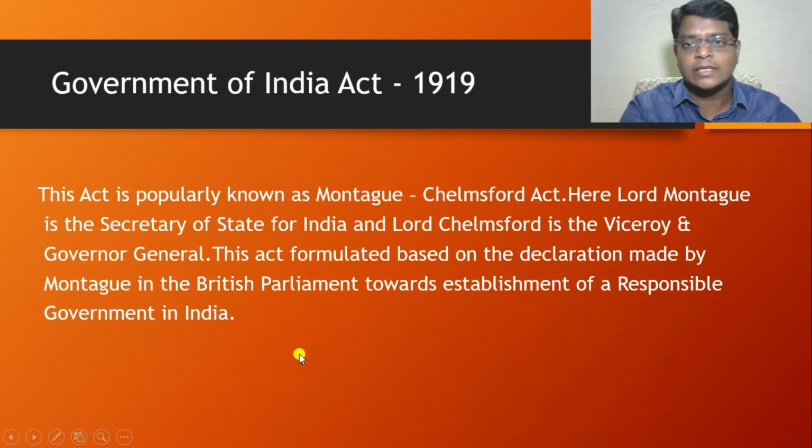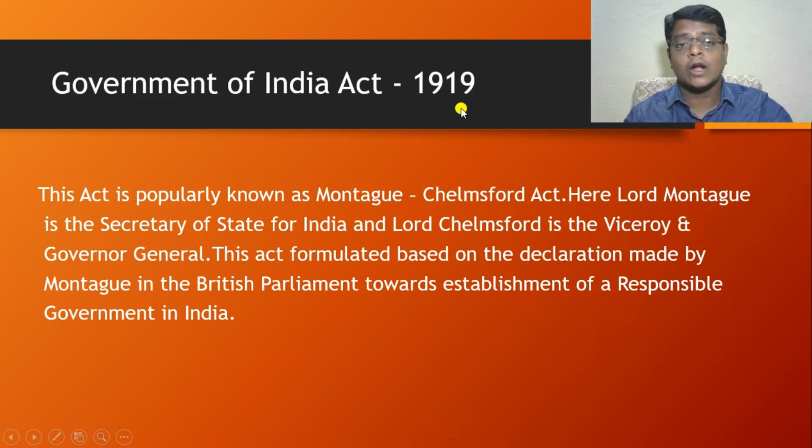Then we will go to the next act, the Government of India Act 1919. This is also one of the important developments regarding the constitutional provisions in India. This act is popularly known as the Montague-Chelmsford Act. Which act is popularly known as the Montague-Chelmsford Act? The Government of India Act 1919.